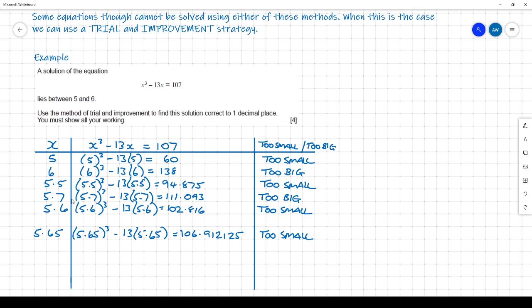to 5.7. When I substituted it in, it was too big, so I went smaller again than 5.7, which was 5.6, sticking to 1 decimal place because that's what they want me to solve it to, and it came out as too small. So then I knew I had my answer, because these two are consecutive. Remember, they follow each other. If we are counting in 1 decimal places, 5.5, 5.6, 5.7. So 5.6 is next to 5.7. It's consecutive.